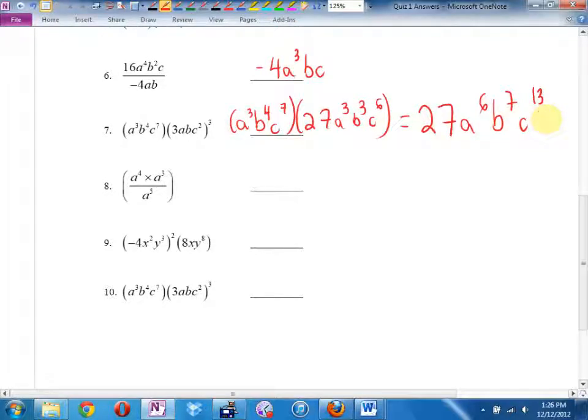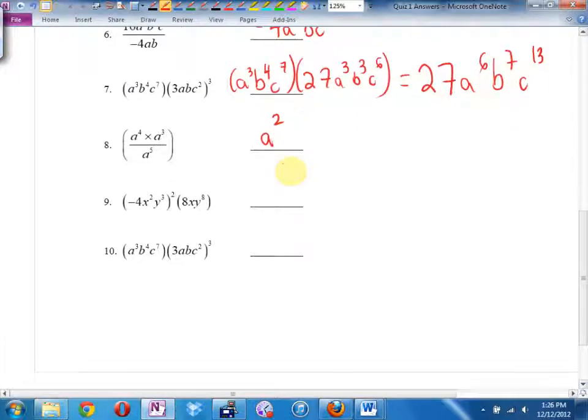Number 8, how many A's on top? 7. How many on the bottom? 5. 2 left on top. Isn't that a nicer way than doing the subtraction thing? I mean, it works, but power to a power. This negative is going to vanish because it's got a squared, so I already know that that's going to be positive.